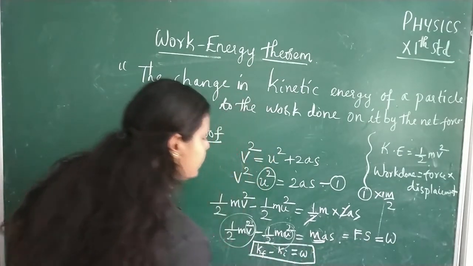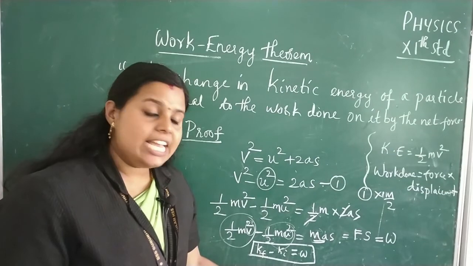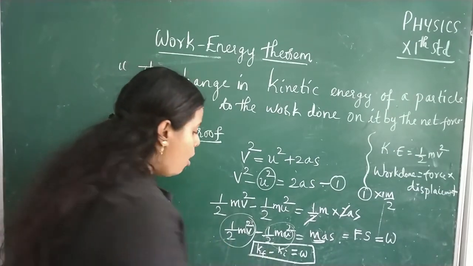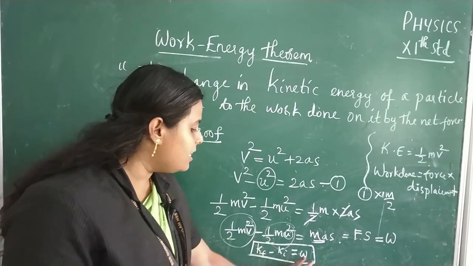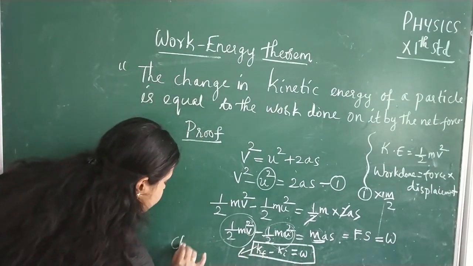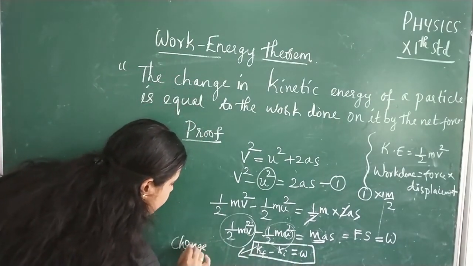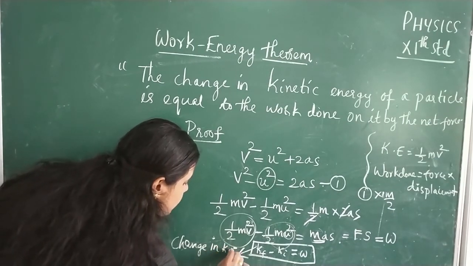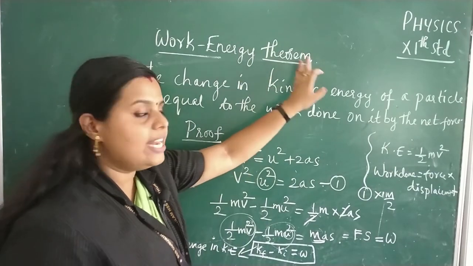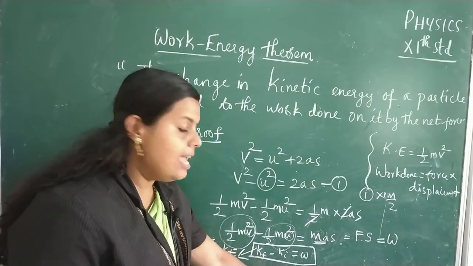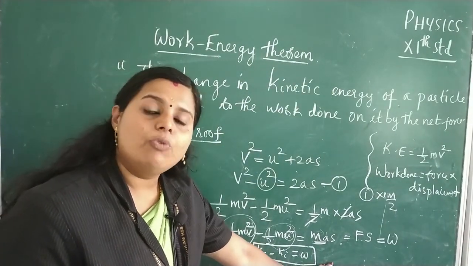So final kinetic energy minus initial kinetic energy is equal to work done, or this is known as change in kinetic energy. So change in kinetic energy is equal to work done. That is the work energy theorem. So this is the mathematical expression for work energy theorem.